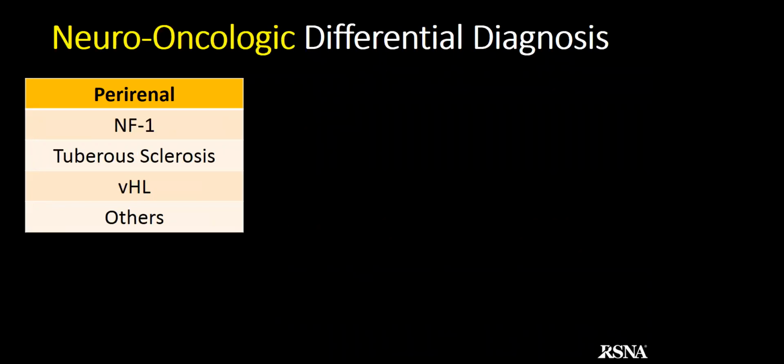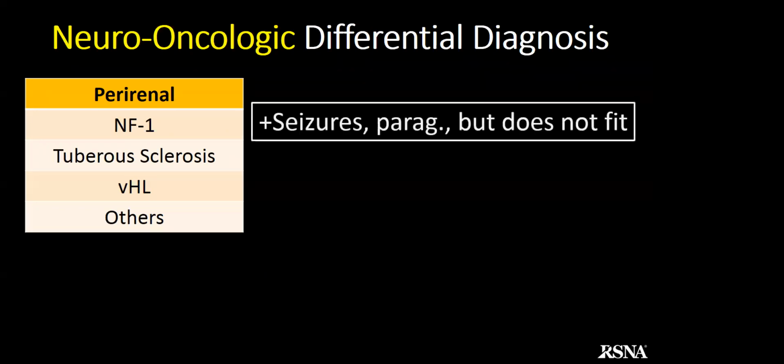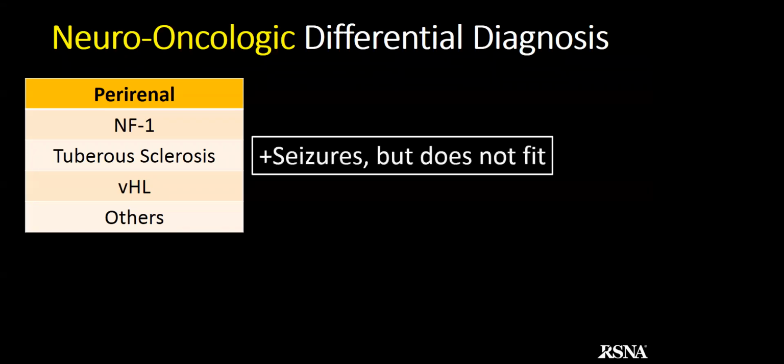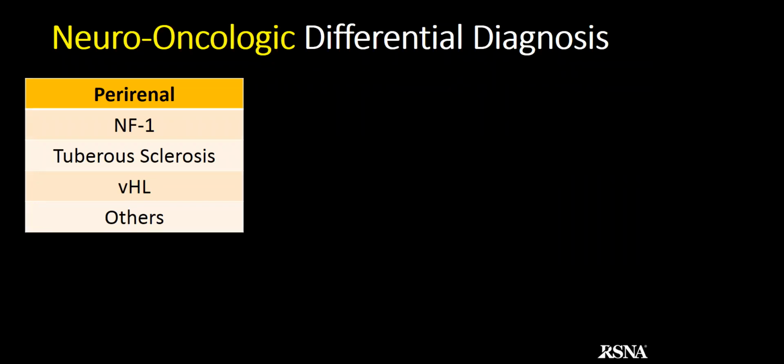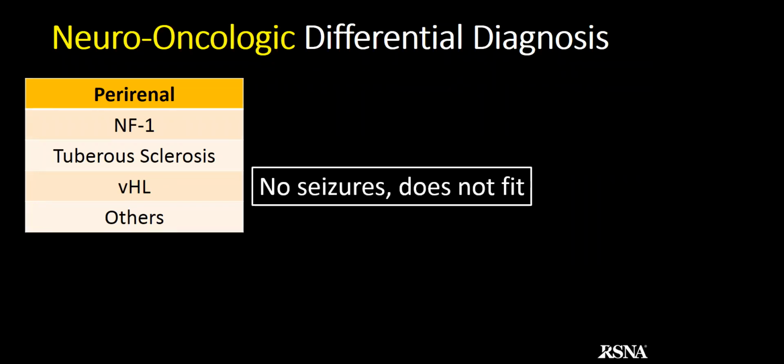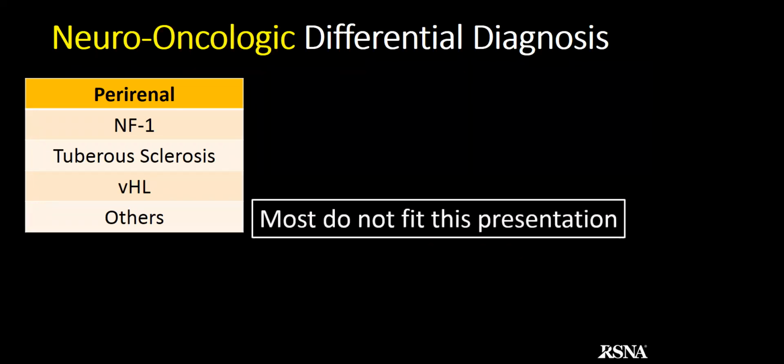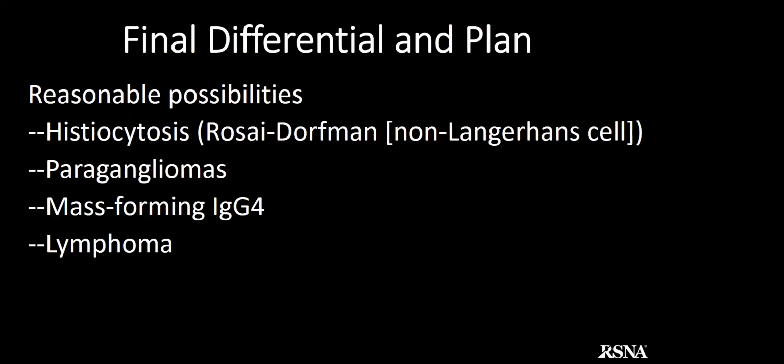And then here's some neuro-oncologic things that have CNS plus potentially findings around the kidney or in the kidney. NF1, you can get seizures and paragangliomas, but there's no other features of that. TS, there's seizures, but the kidneys are normal, I think. And then VHL, again, this is a perirenal process, not a renal process. There's no seizures in that history. And then there's a bunch of others that I couldn't find one that perfectly fit the presentation.